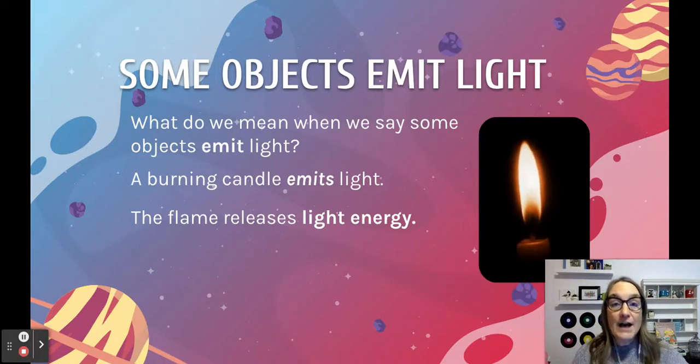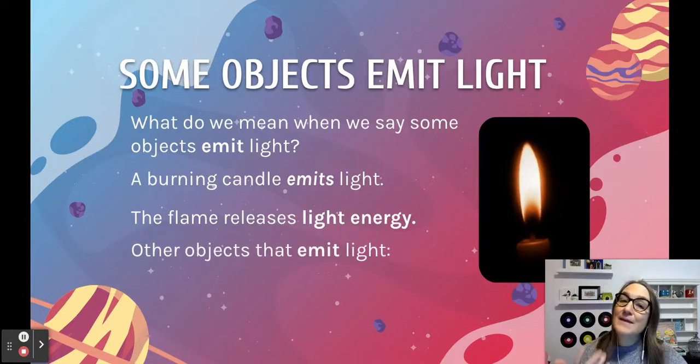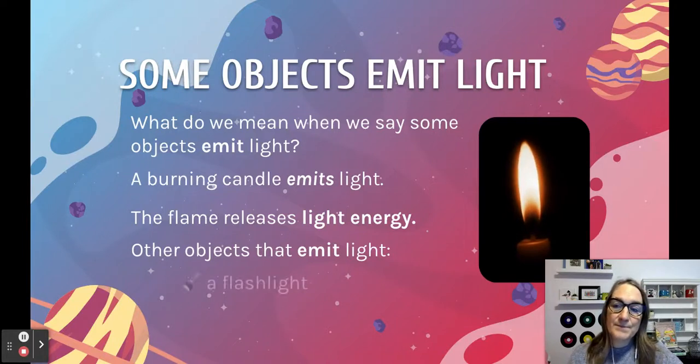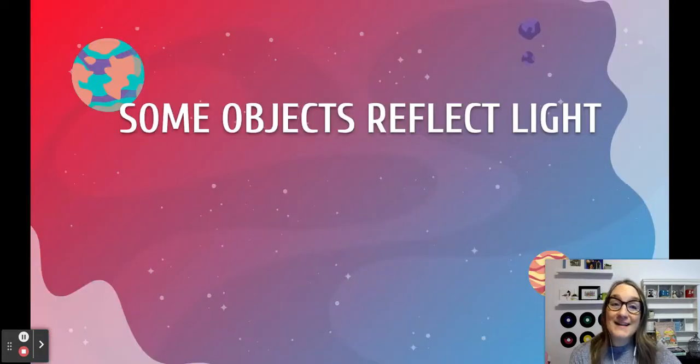So flames are releasing light and heat energy. What we see when we look at the flame is the light energy that it's giving off or emitting. What other objects can you think of that emit light? Here's a couple of examples. A flashlight emits light. A light bulb emits light. A star emits light.